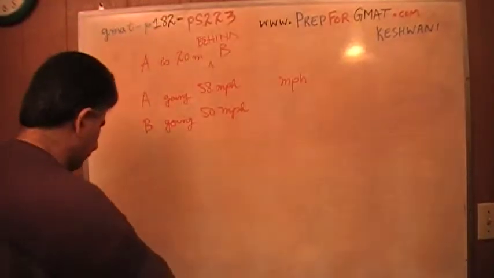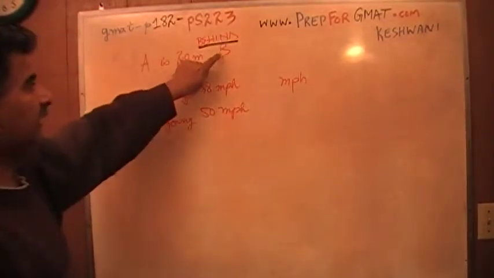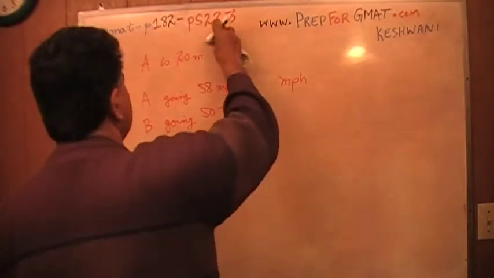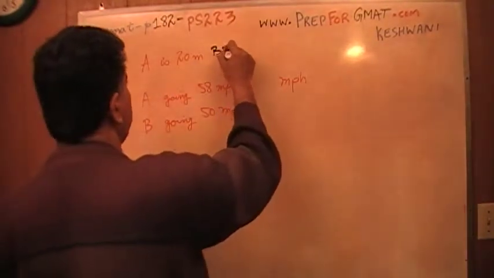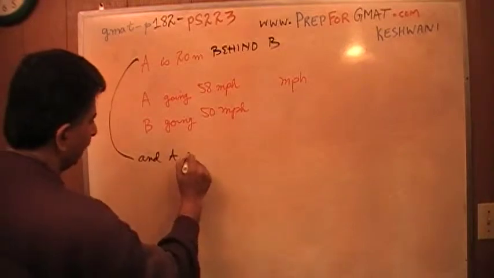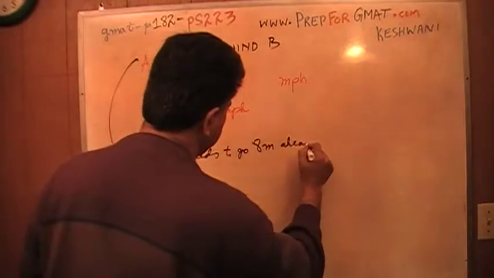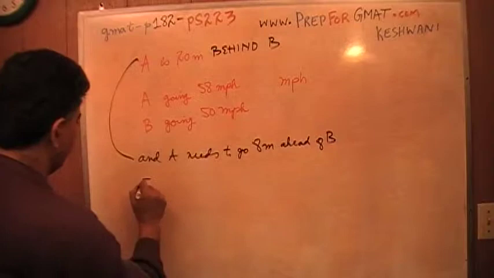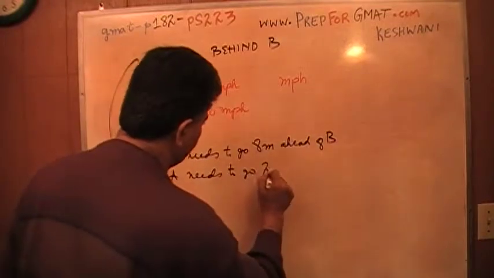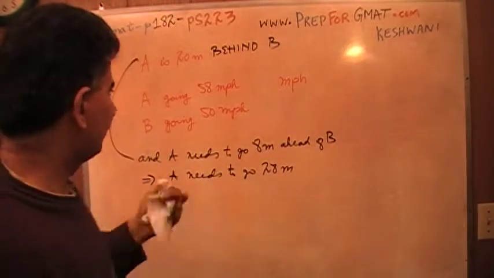So, since A is 20 miles behind B, and A needs to go 8 miles ahead of B, that implies that A needs to go 28 miles altogether, in addition to what B is going. So I'm not going to do them individually, I'm just going to look at the difference in their speed.